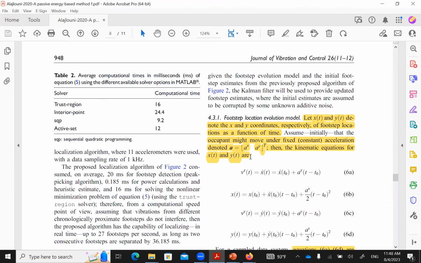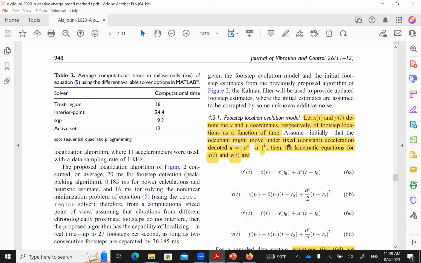So, okay, footstep location. We need to come up with a state model that predicts the upcoming occupant's location based on knowledge of the occupant's current location. Let X and Y denote the X and Y coordinates of the occupant's position. And the occupant most of the time moves with zero acceleration.